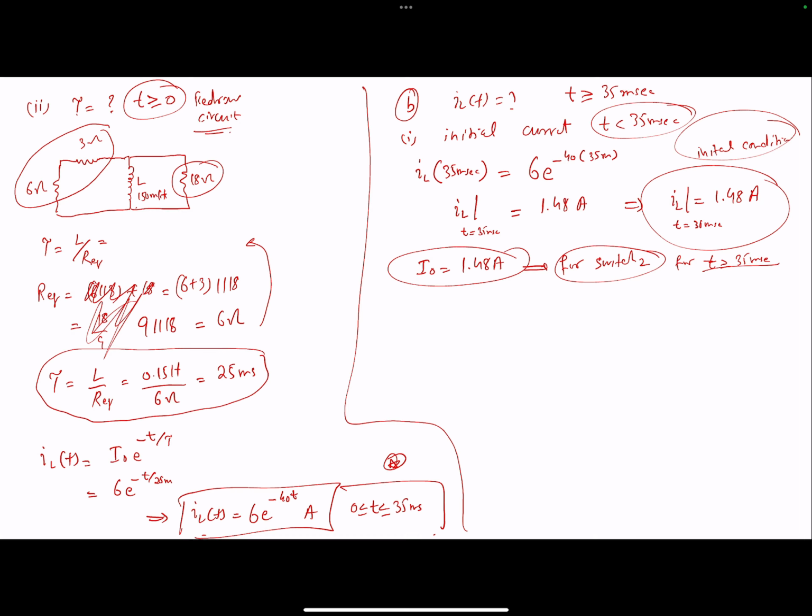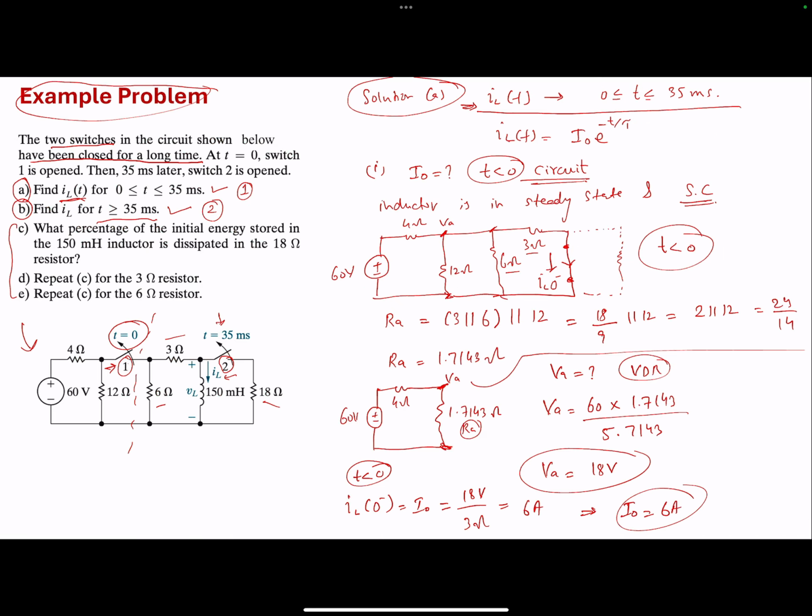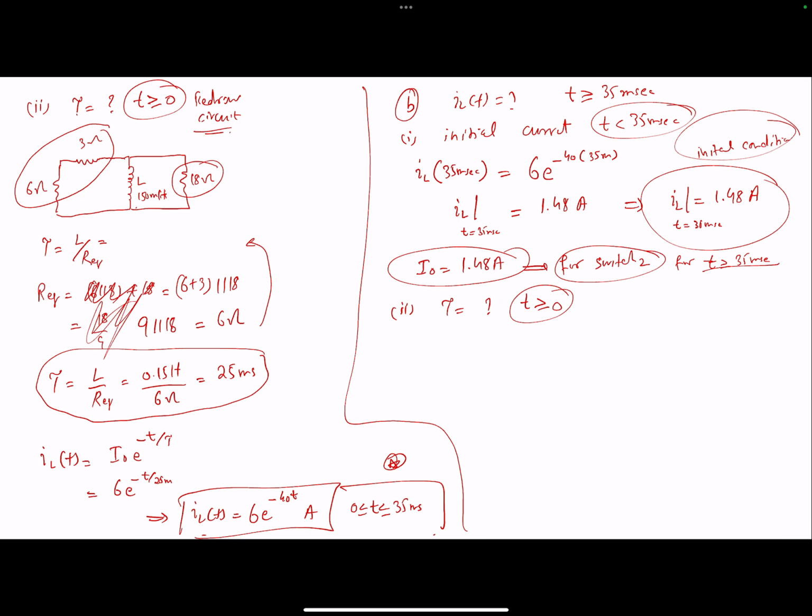Now we have to find the second part of it, which is the time constant again. And this needs to be found for a new circuit, for t greater than or equal to 0 after the second switching event. So once switch 2 gets opened, essentially I also kick out the 18 ohms resistor, and my circuit will remain 6 ohms, 3 ohms, and the 150 millihenry inductor. So my circuit is reduced even more, and I am left with 6 ohms, 3 ohms, and a 150 millihenry inductor.